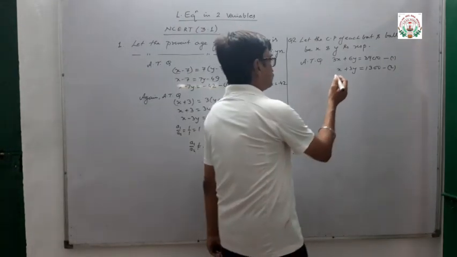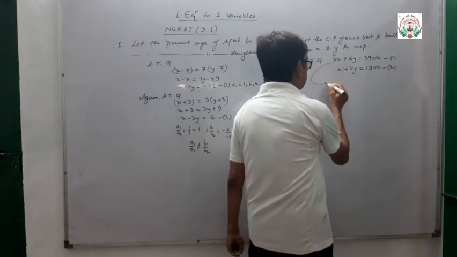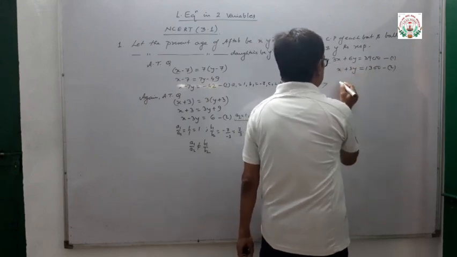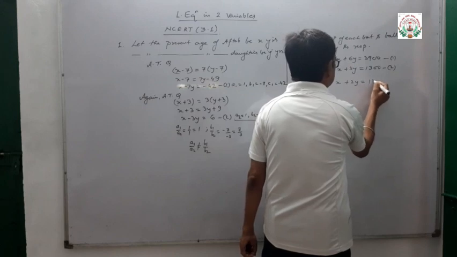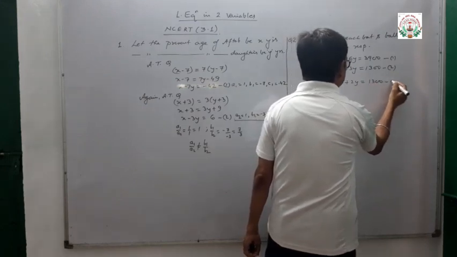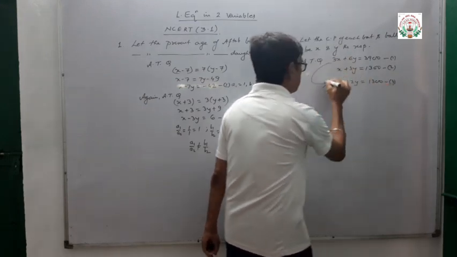We can just reduce this equation also to the standard form. We can divide it by 3, so x plus 2y equals 1300. So this is our standard equation.